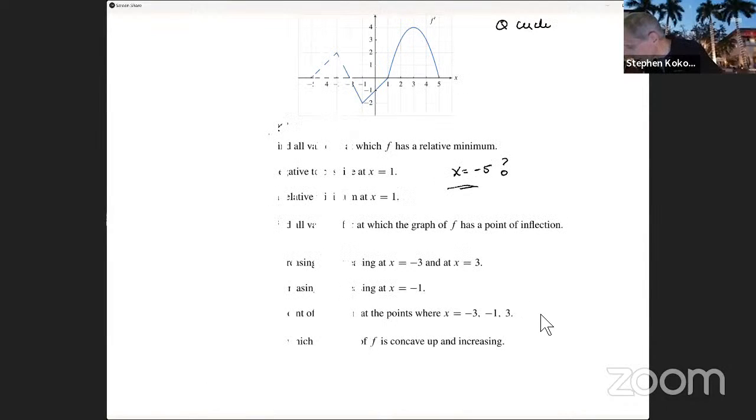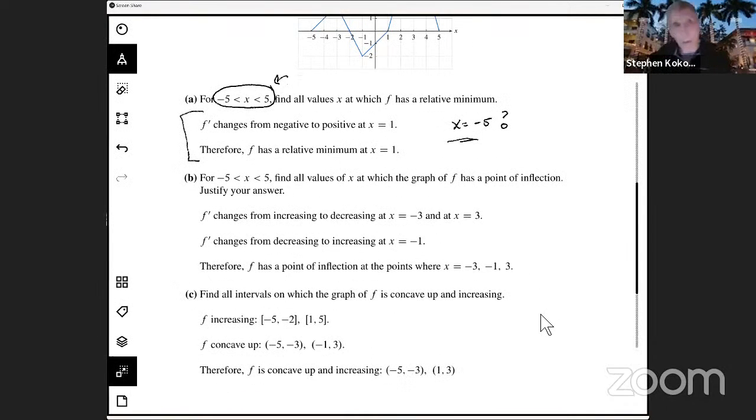All right, well, what about B here? For x between -5 and 5, let's find all the values where f has a point of inflection. Well, once again, we need to use the graph of f prime to determine this. And f would have a point of inflection wherever f prime changes from increasing to decreasing or the other way around. Now, I've probably written a little bit too much here, but there are indeed 3 points of inflection on this graph. They occur where x is equal to -3, -1, and 3. That's where f prime changes from increasing to decreasing or vice versa.